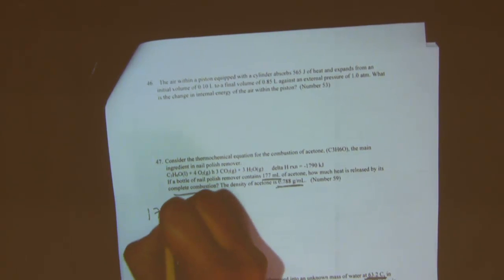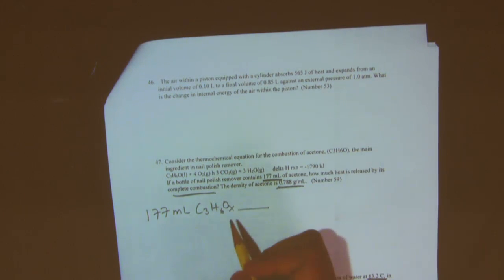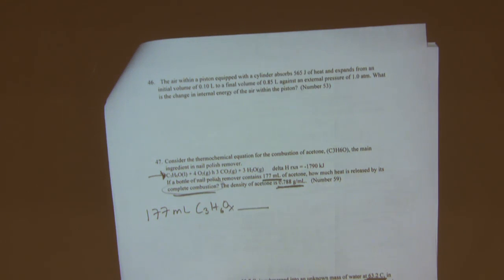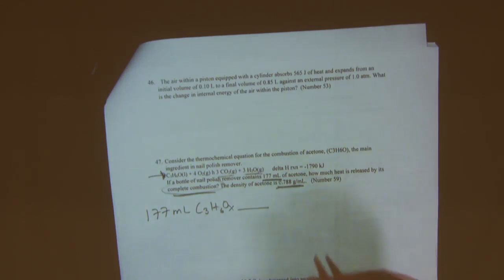What number should I start with? Yeah, exactly, right? Start with what you're given. So I have 177 ml of acetone, which is C3H6O, right? And what am I trying to find, really? Exactly, right? Trying to find how much heat is made by complete combustion. And so I can relate it to this, right? And what do we know specifically about combustion? Combustion is usually relating hydrocarbons with oxygen, and you yield carbon dioxide and water. So they kind of already gave us everything we need. Now we just need to plug and chug.